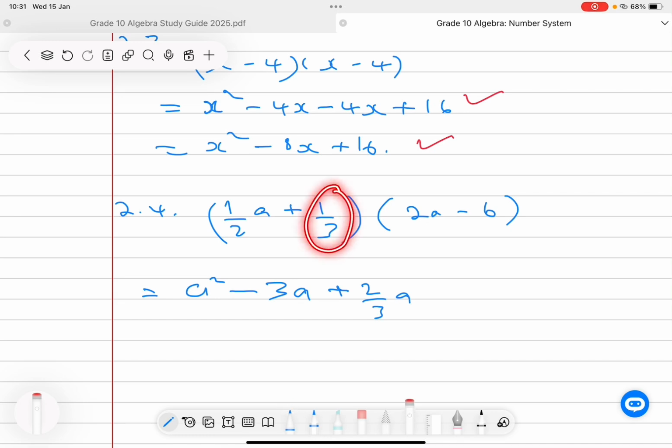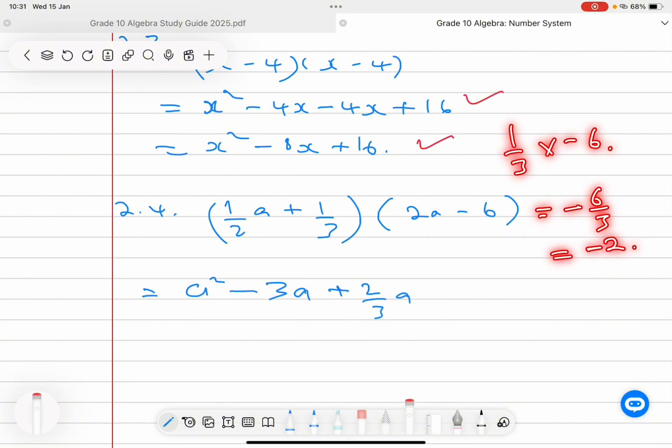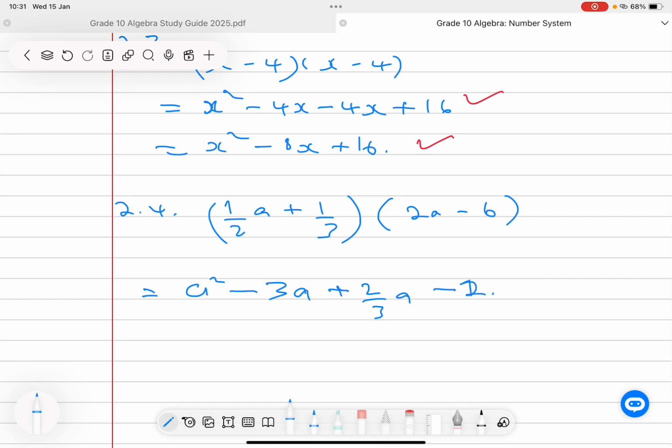Then we multiply the last terms of the binomials. If you have 1 over 3 multiplied by negative 6, this should give you negative 6 over 3, which will then become negative 2. And our answer here would be negative 2.